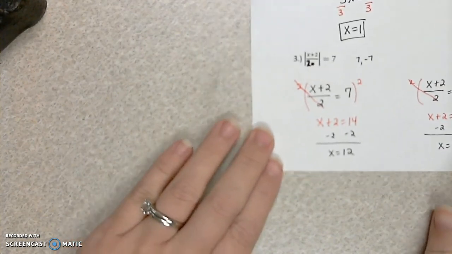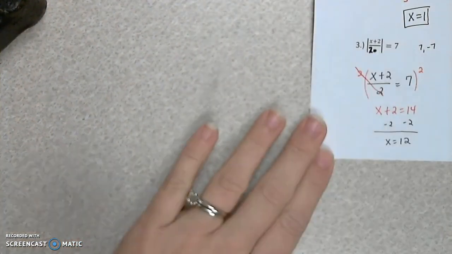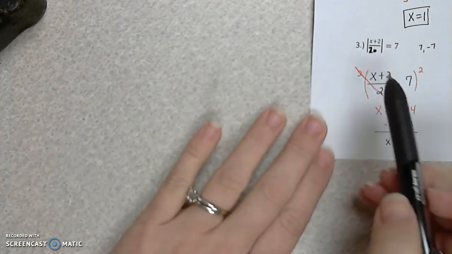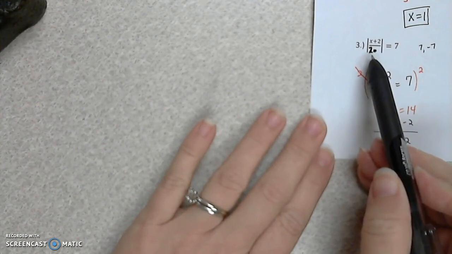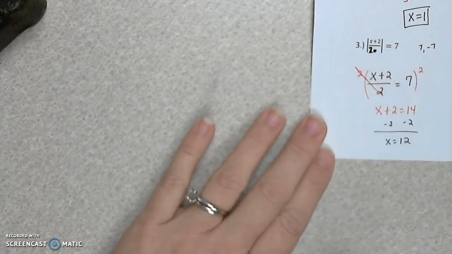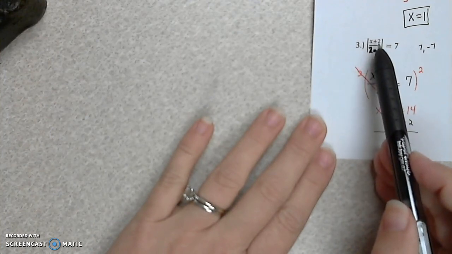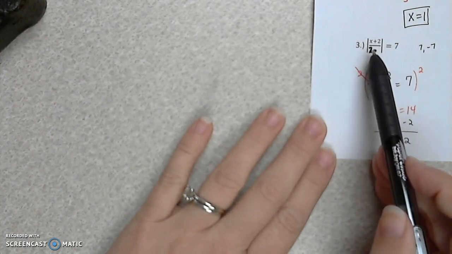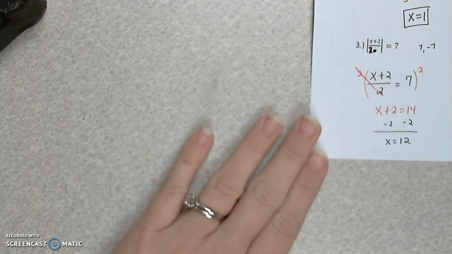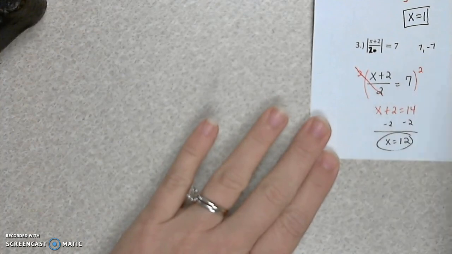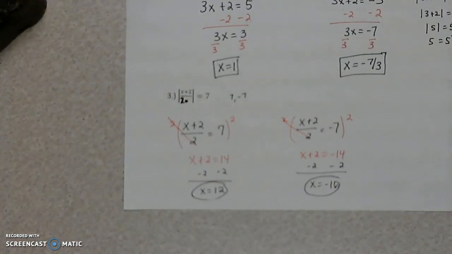Then I can check my answer. So I come back to my original equation. 12 plus 2 is 14, divided by 2 would make 7, so the absolute value of 7 is 7, so that works out. Then if I say negative 16 plus 2, I get negative 14, divided by 2 is negative 7. The absolute value of negative 7 would be 7. Alright, so I've verified both of my answers. They work out to be good.